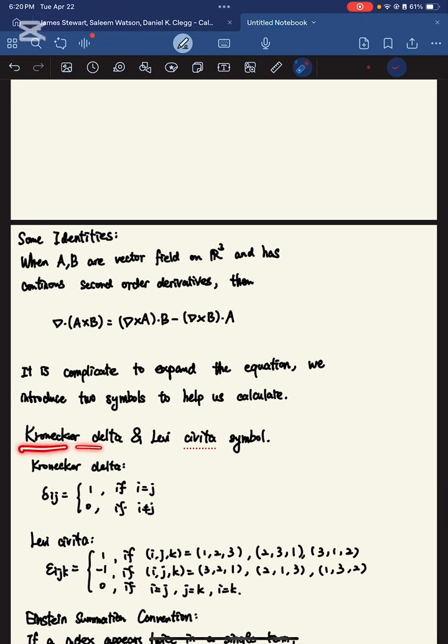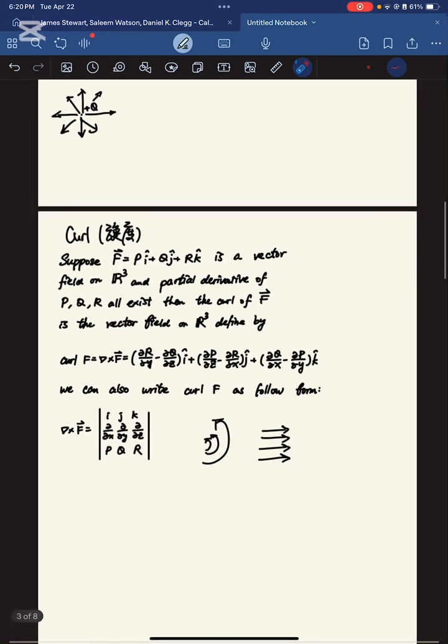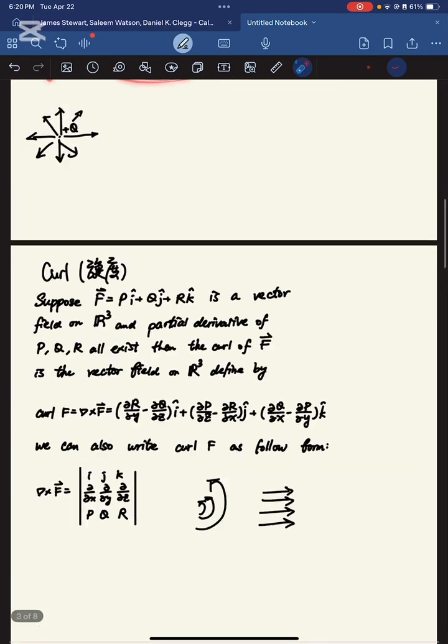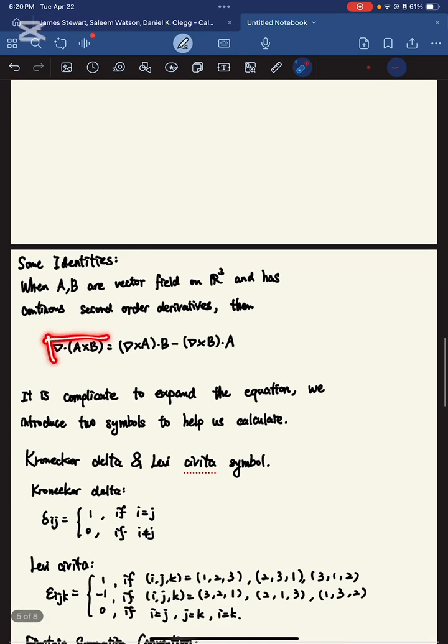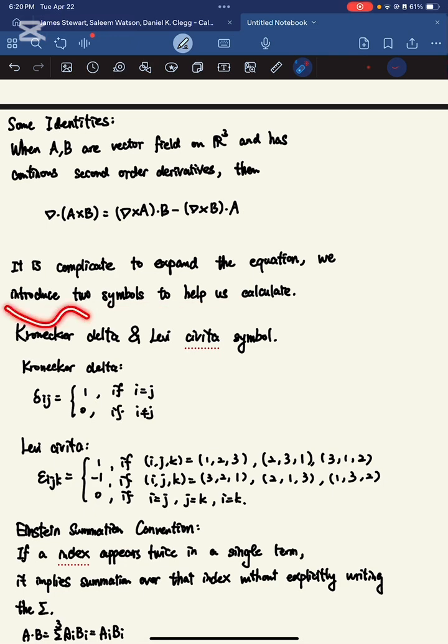And there is the Kronecker delta. We sometimes will use it. So let's see the identities. If there are two vector fields A and B on 3D space that are continuous and have continuous second order derivatives, we can derive the divergence of the cross product of A and B into this form. If we simply use the matrix and the definitions above of the curl and the divergence, it will be complicated, since it's a lot of calculation. So we are going to introduce symbols to help us get the answer.